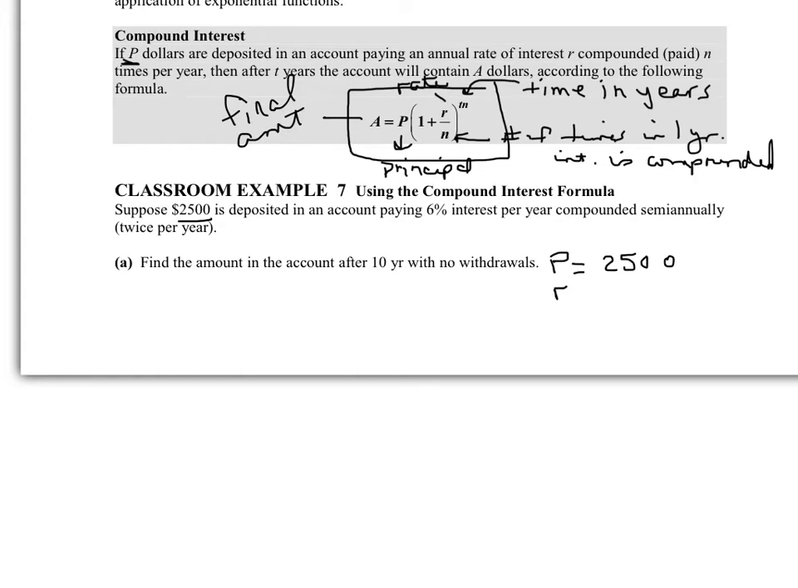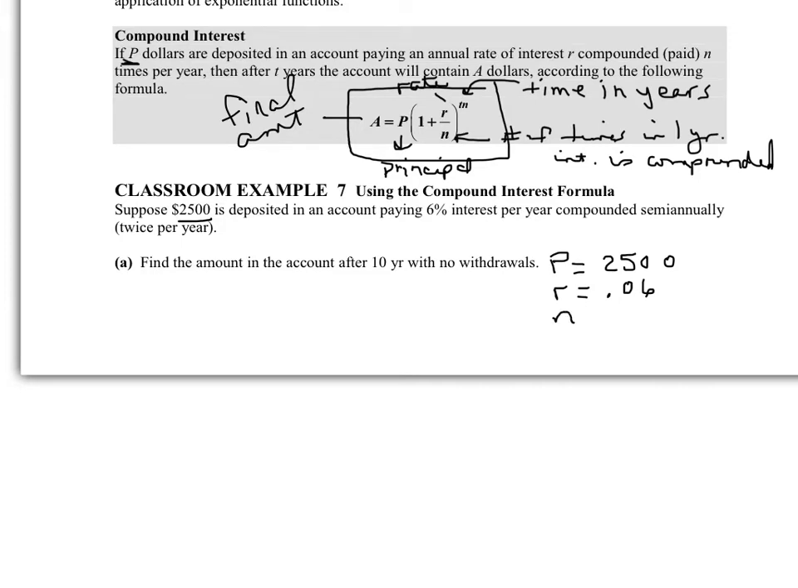What is our R, our interest rate? It's 6% interest. Now, it's written with a percent sign, and most of the time in the problems it will be. You have to change it to decimal form. That means drop the percent, move the decimal 2 to the left, and it becomes 0.06. Always has to be in decimal form, okay?